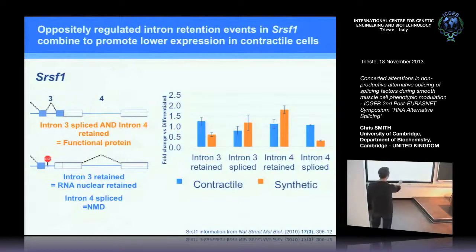There's then intron 4, which is regulated in the other direction. Sorry, it's more retained in the synthetic cells, more spliced in the contractile cells. But this is an event where when it's spliced, it would provoke NMD. So the fact that you're getting a higher retention now in the synthetic cells would help to upregulate it. So although the intron retention events are going in the opposite direction to each other, they're combining to give higher expression in the more proliferative synthetic cells.